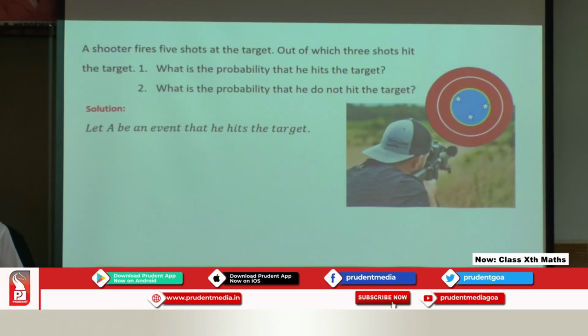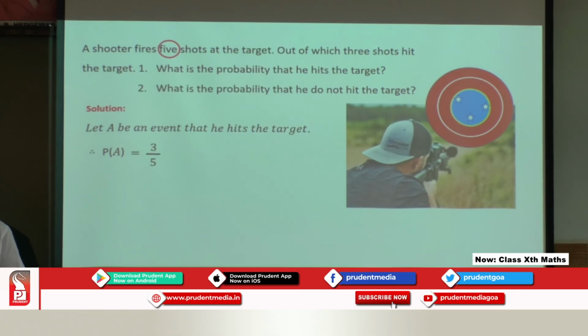I'll say, let A be an event that he hits the target. And we can see 3 shots at the target. That means the probability that he hits the target is 3 out of the total number of shots he takes, that is 5.